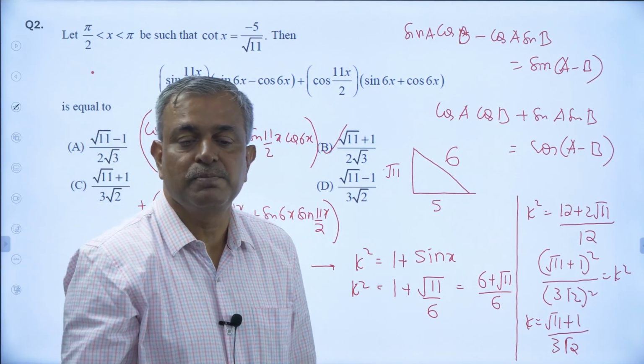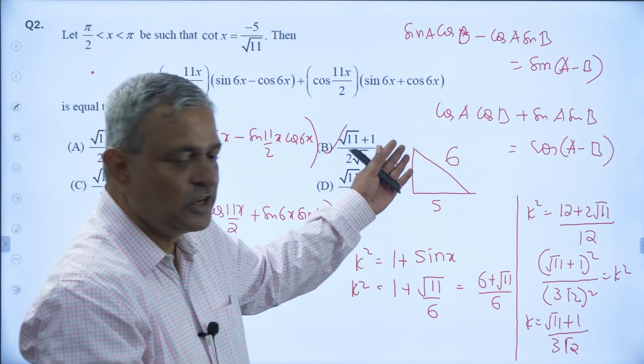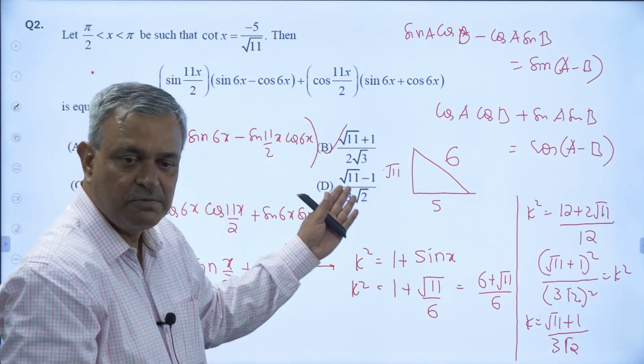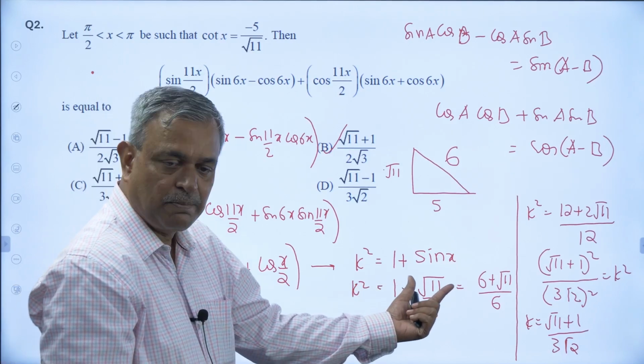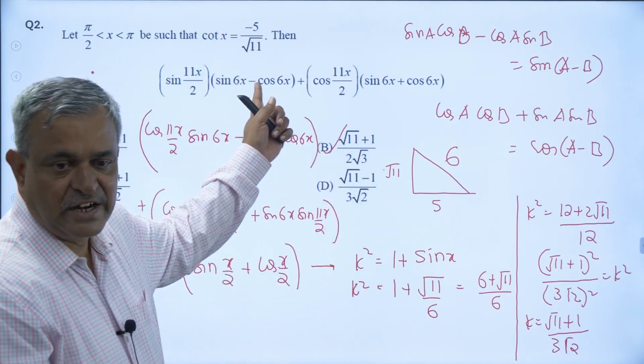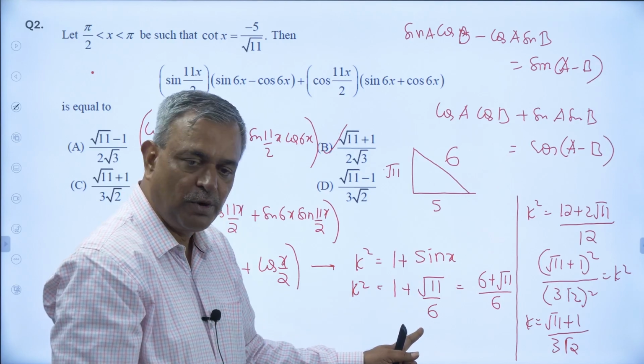So both problems can be done, the previous problem also in 2 minutes, and this can also be done in 2 minutes. The first step was the rearrangement. Once we have done the rearrangement, we got 1 plus sin x. Since x is in the second quadrant, sin will be positive, so we put the positive value.